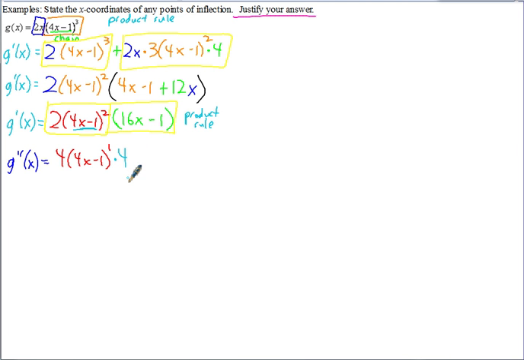Okay, so that's the derivative of the first one, and the product rule says times the second one as it is, 16x - 1. And then plus the first one as it is, 2(4x - 1)^2, times the derivative of the second one, which is just 16.